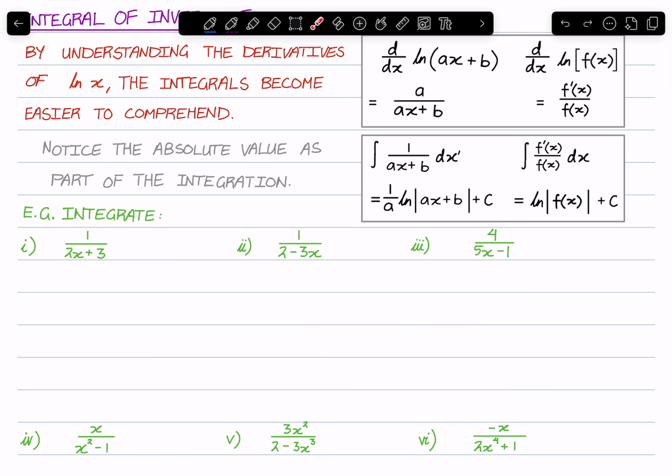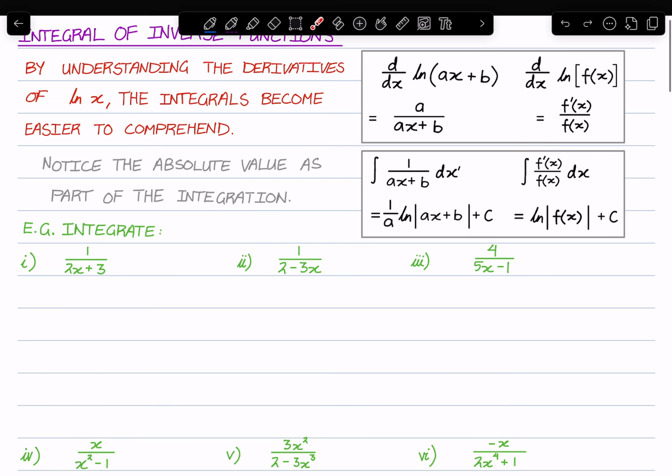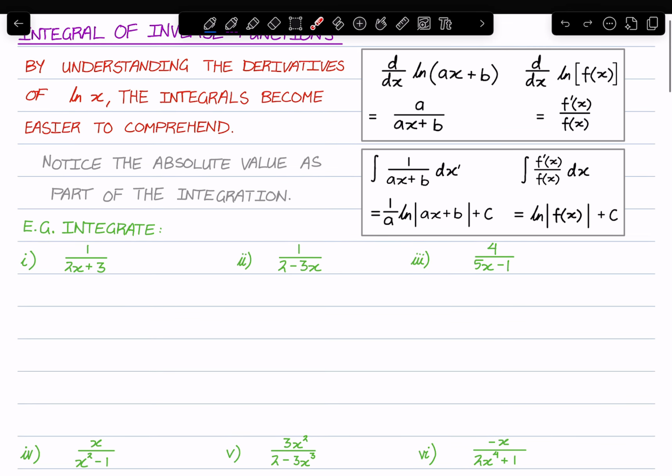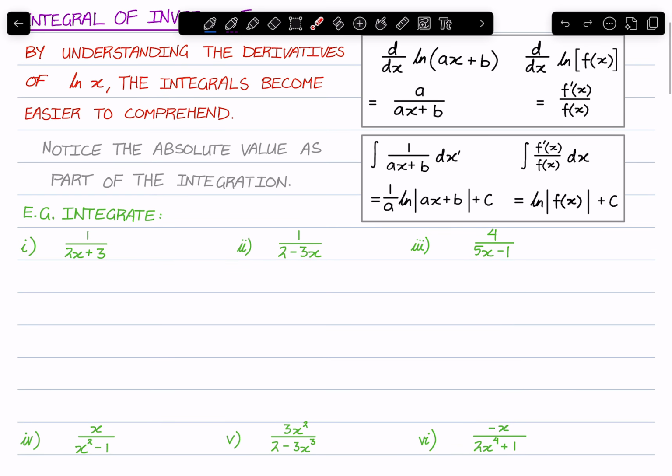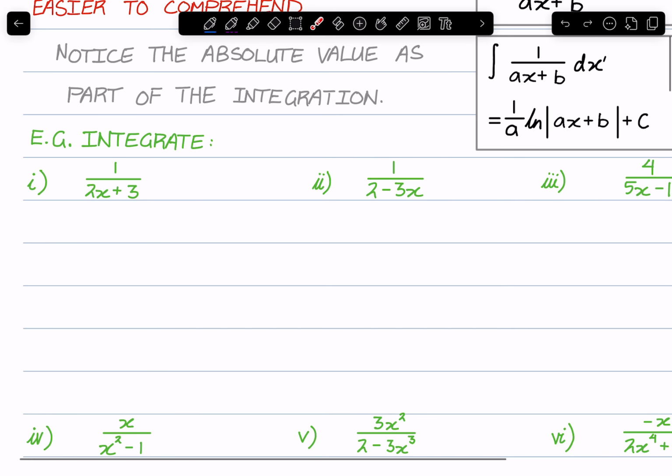And lastly, before we go into any examples, notice the absolute value as part of the integration for the integral of inverse functions. Note that this isn't the integral of logarithms, it's the integral of inverse functions. So let's get straight to it.